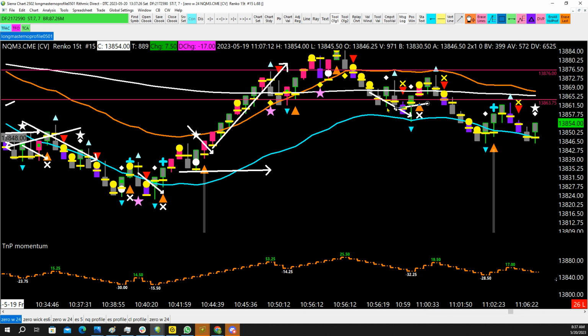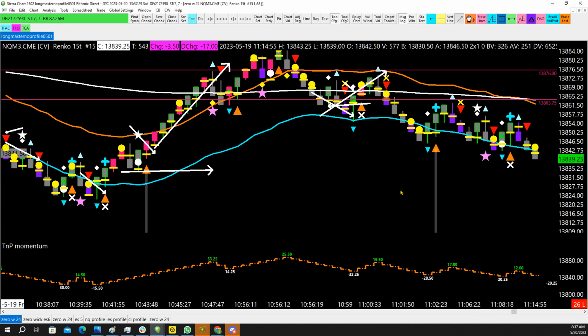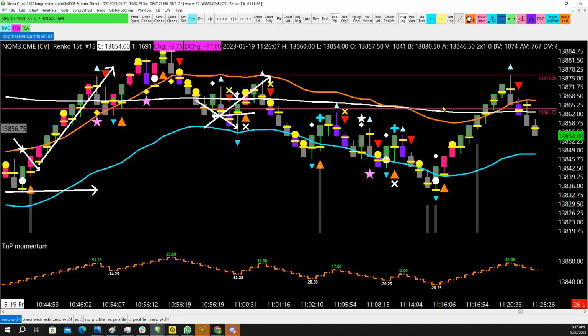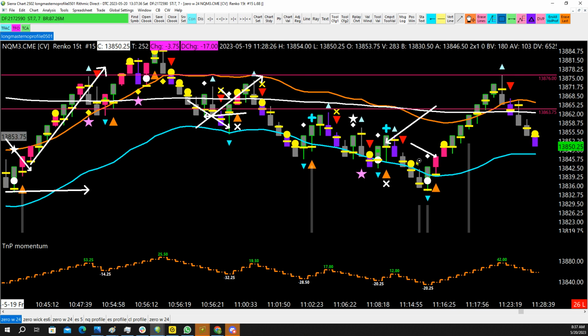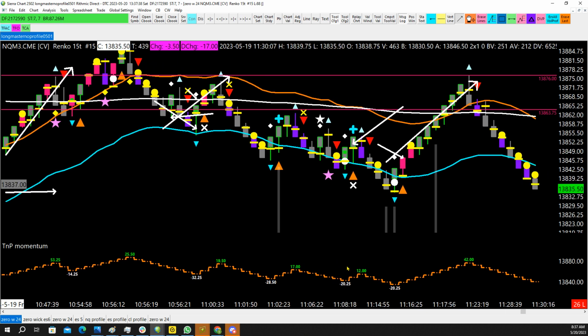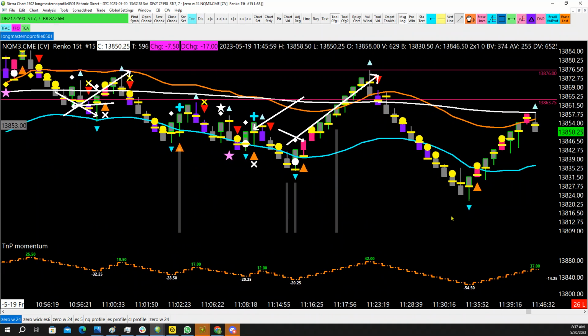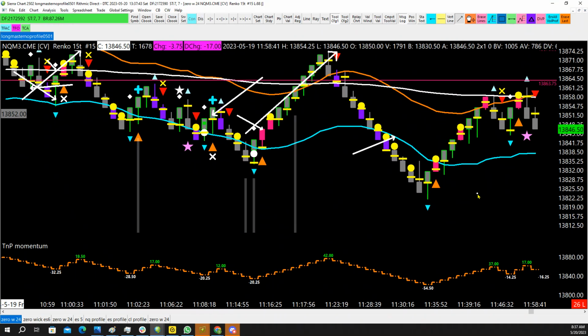Purple bar, pink bar, small push. That was probably a stop for me. I would have never exited that trade. Purple bar, pink bar, beautiful trade. Purple bar, pink bar, beautiful trade.